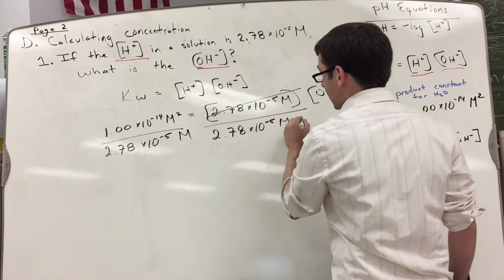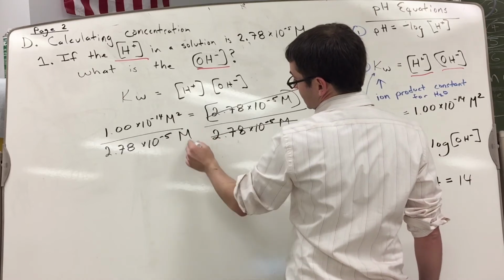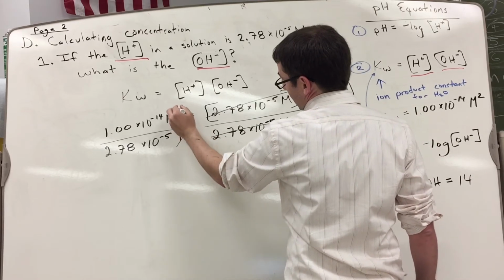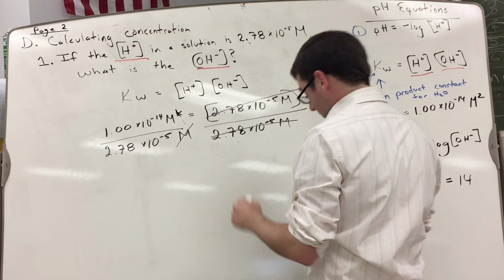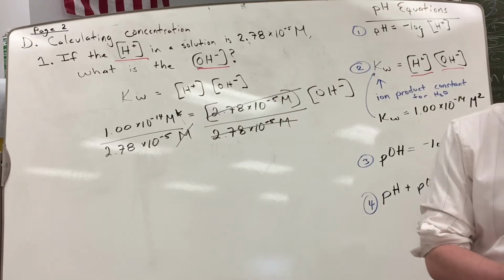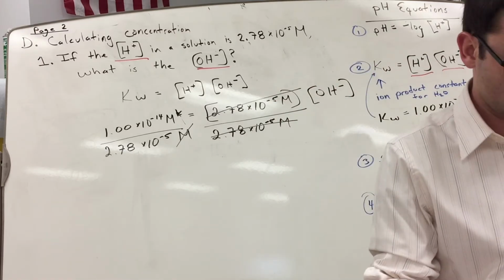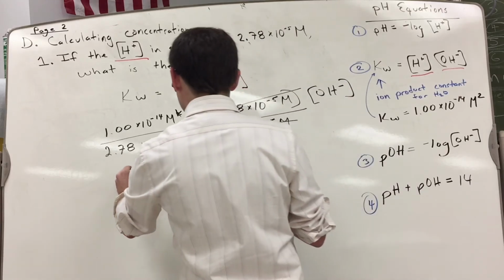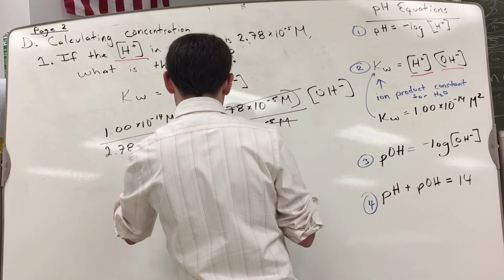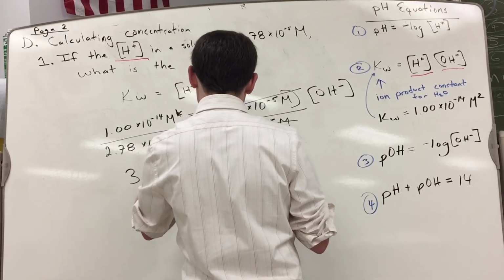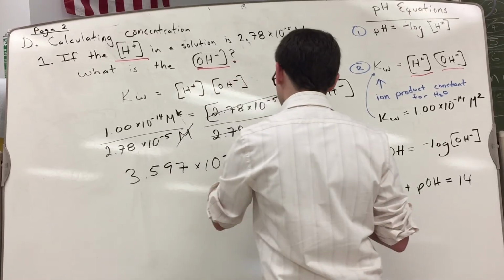Okay, so these cancel out. One of these cancels out, so it gets rid of the squared here. And then when you plug this in your calculator, you're going to get something like 3.597 times 10 to the negative 10th molar.